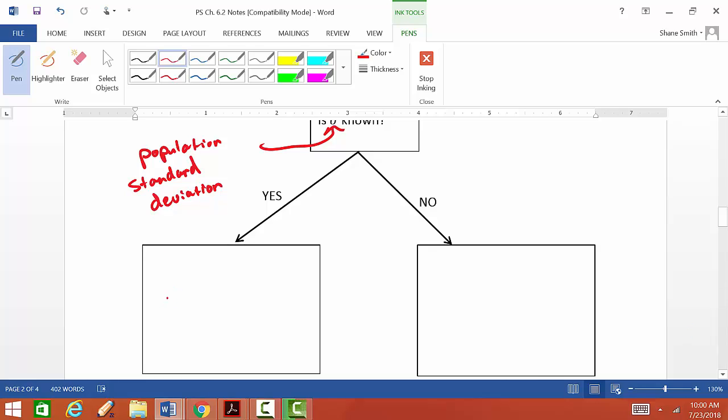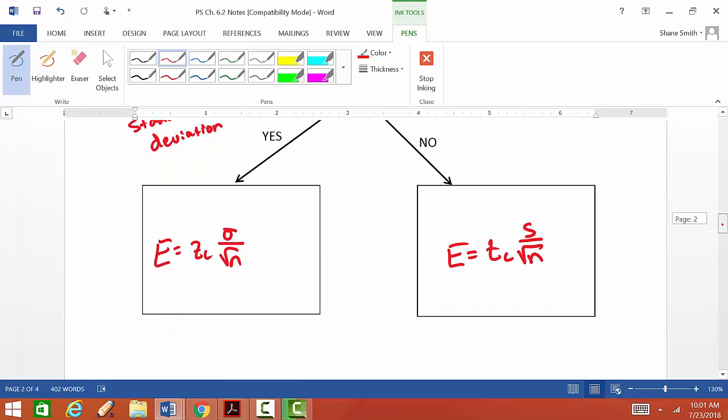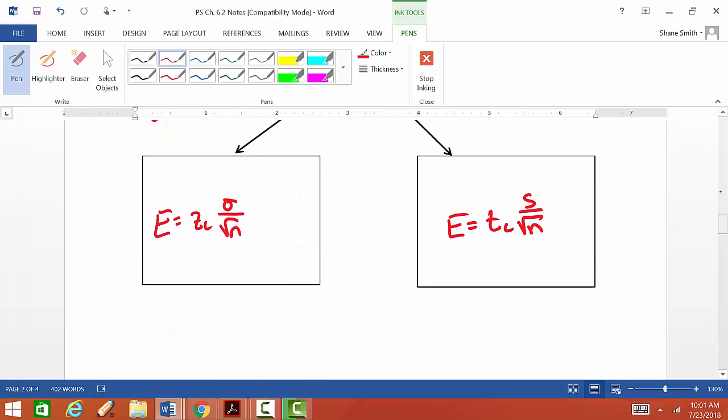So if it is a population standard deviation, that's what we've always done. That's the z-score times sigma over the square root of n. And if it's not a population standard deviation, that's a t-score times s over the square root of n. Okay, so on the next page, I'll write normal and t here really fast.